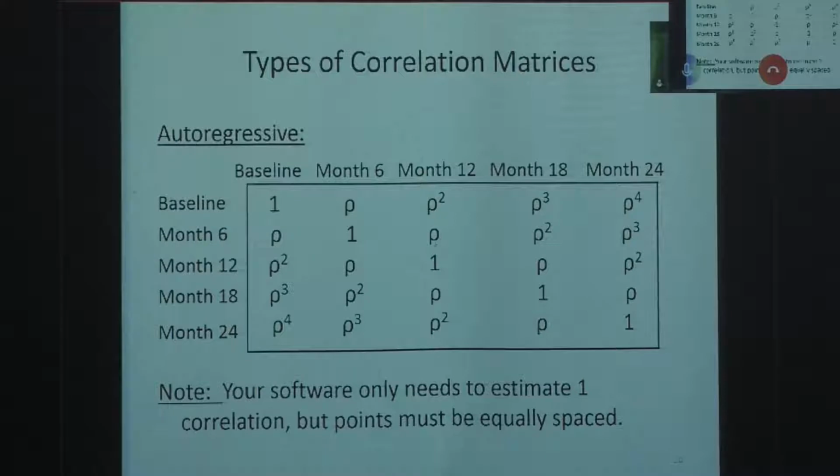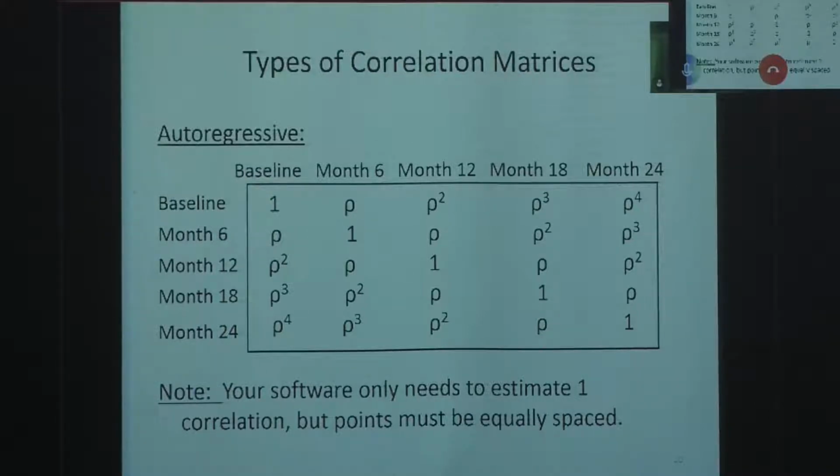6 months apart, it's always rho. 12 months apart, it's rho squared, and so on. The beauty of this assumption is you only need to estimate one number, rho. The program only needs to estimate one number, and then the rest of the matrix is filled in. And so it's a very parsimonious model, which means you don't spend a lot of power estimating the correlation. You have that power to estimate the betas for the predictors.